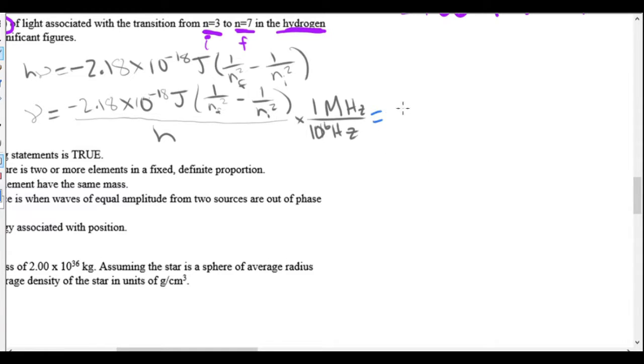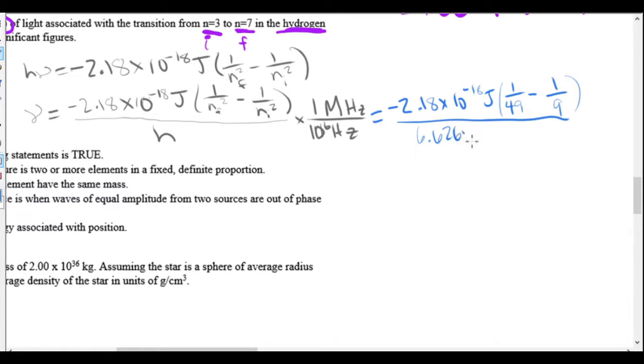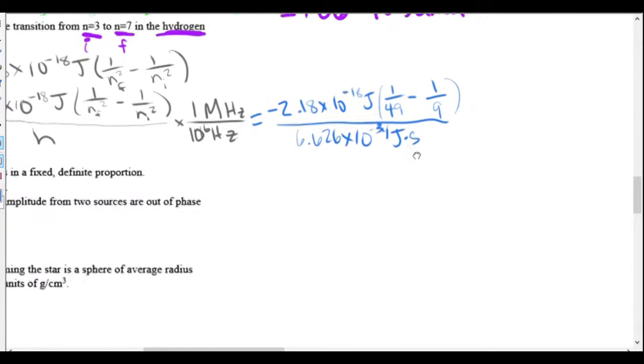That's going to equal, while I'm writing all this, because I know this is kind of boring to watch somebody write the same numbers all over, I'm going to go ahead and square this too, by the way. So 7 squared, 49, minus 1 over 9, because 3 squared is 9, divided by 6.626 times 10 to the negative 34 joules seconds, and that's going to be times.